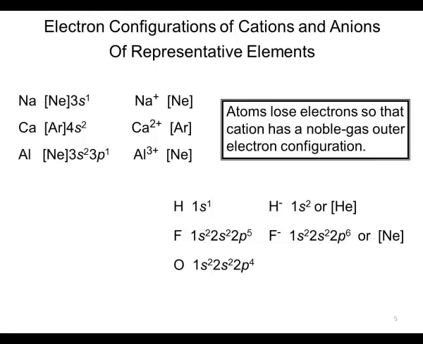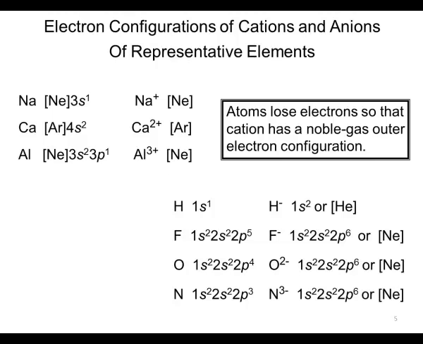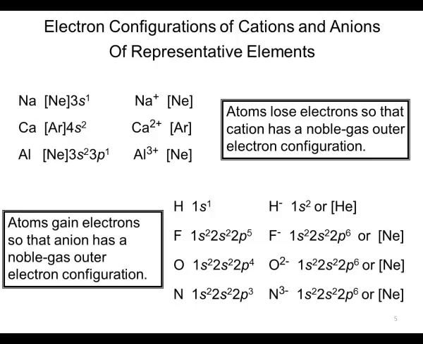Oxygen is 1s2 2s2 2p4, and the oxide is 1s2 2s2 2p6, again similar to neon. Nitrogen is 1s2 2s2 2p3, and the nitride is again like neon. Atoms gain electrons so that the anion has a noble gas outer electron configuration.